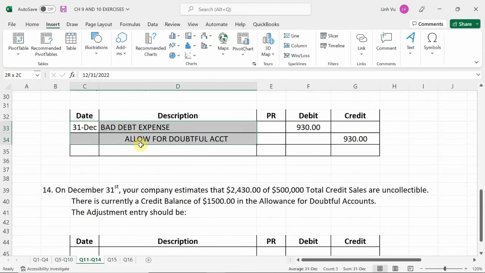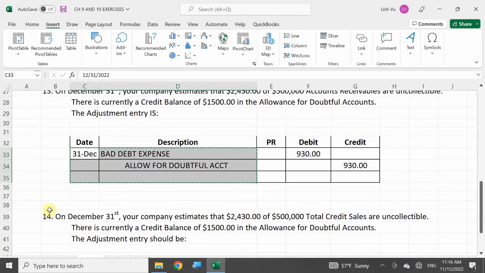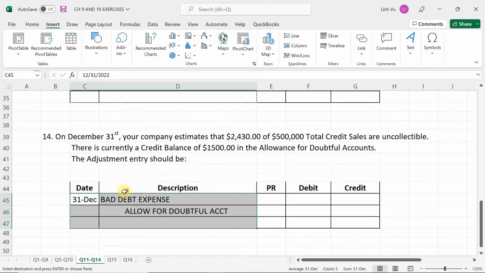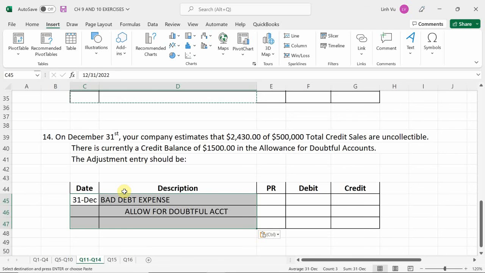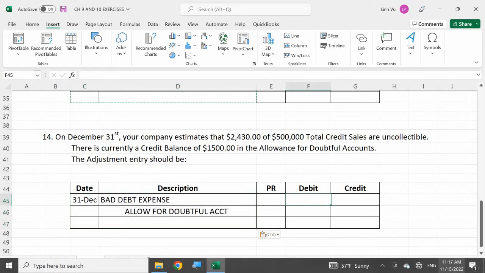Last but not least, we have question 14. If on December 31st your company estimates that $2,430 of $500,000 total credit sales is to be uncollectible, and there's currently a credit balance of $1,500 in the allowance for doubtful accounts, the adjustment entry should be. Once again, we need to determine which method we are using, balance sheet method or income statement. In this case, we see the keyword total credit sales. That means we don't even see the allowance for doubtful accounts appear on the income statement. So we choose to ignore whatever balance there is in the allowance for doubtful accounts, and we only look at one number, and that is the estimate number. Since it's total credit sales, the total that you're going to journalize is 2,430.